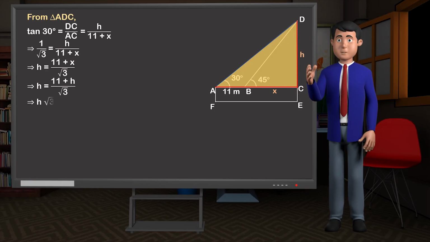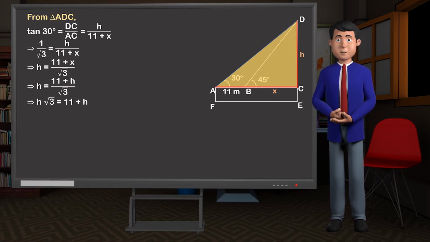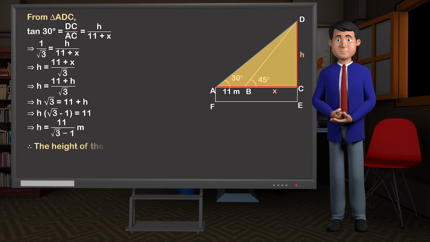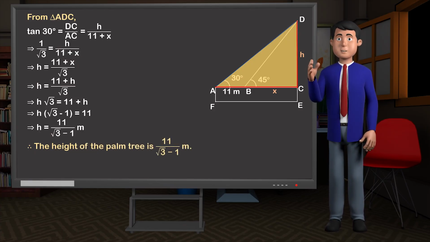H root 3 is equal to 11 plus H, which implies H into (root 3 minus 1) is equal to 11, which implies H is equal to 11 by (root 3 minus 1) meters. Therefore, the height of the palm tree is equal to 11 by (root 3 minus 1) meters.